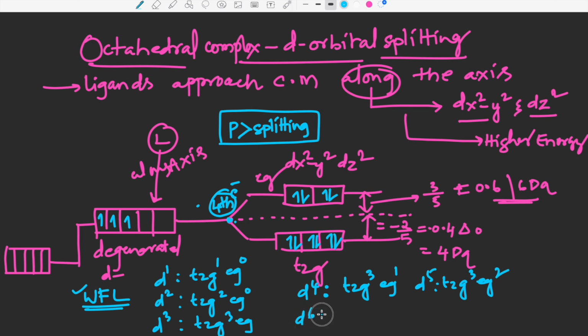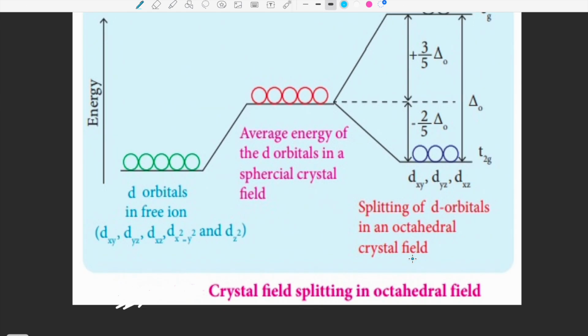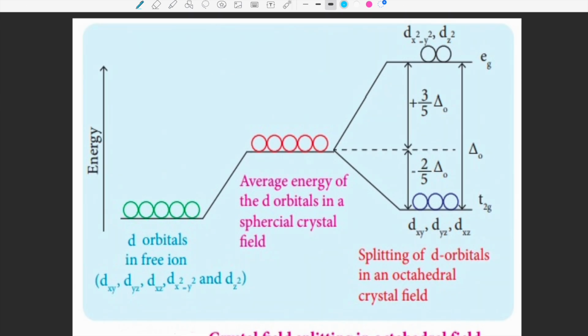d6 should be pairing up. d6 goes and pairs up in T2g3, so that T2g3 becomes T2g4 and Eg is again 2. So d7 would be T2g5 Eg2. Again, how will the d8 configuration be? T2g6 Eg2. So d9 would be T2g6 Eg3, and d10 would be Eg4. So we will write in a separate page. This is how the electron crystal field splitting looks.